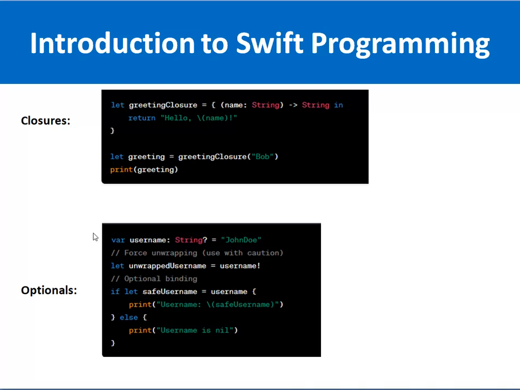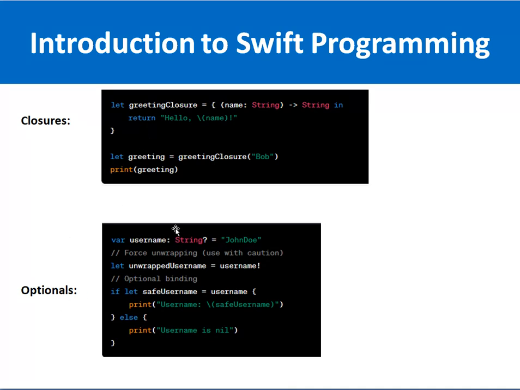Then closures. A closure is basically a very important feature of Swift programming. It is a set of code which is self-contained, and it is similar to a block in Objective-C. Like let greetingClosure, this is a closure, name string, in return hello name. So it is a piece of code which is self-contained. Okay, it is not dependent anywhere. So once I call greeting equal to greetingClosure with Bob, it will return hello Bob. So it's a set of self-contained code which I can call anywhere.